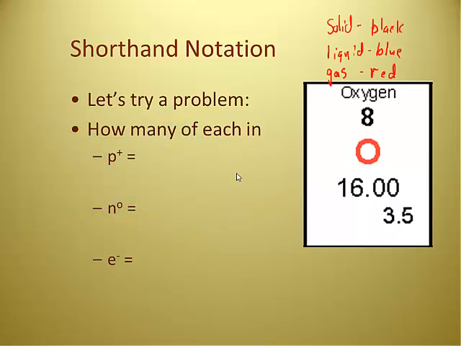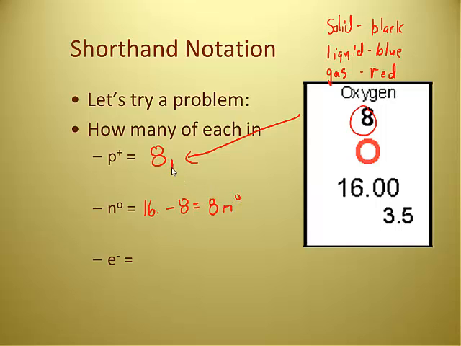So let's go through this real quick. Can you tell me how many protons we got? The number of protons is the atomic number, so that would be the 8. So there are 8 protons. Number of neutrons would be the mass number, or at least the average atomic mass rounded, so it would be 16. 16.00 rounded is 16. 16 minus 8, so there must be 8 neutrons.